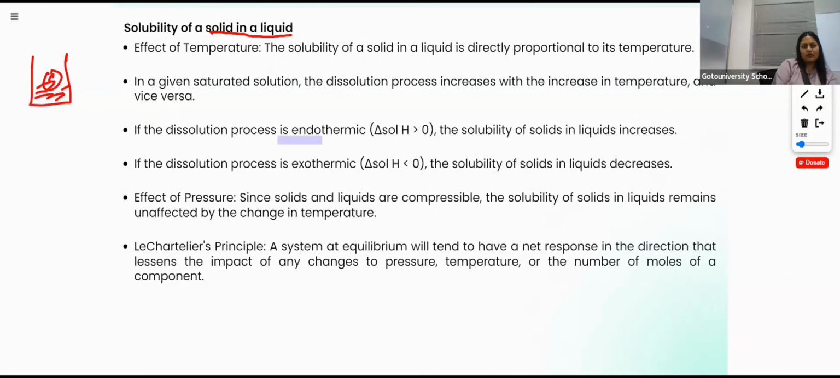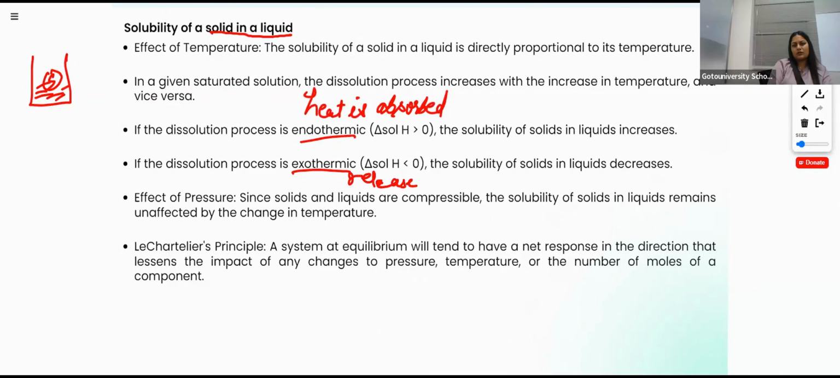Now what does this mean? Endothermic means heat is absorbed. If we are giving heat to a solution, obviously the solubility of solid increases, right? And exothermic is where heat is released, so the solubility will decrease. All right. This is the effect of temperature. What is the effect of pressure? As solids and liquids are not compressible, they remain unaffected by pressure.